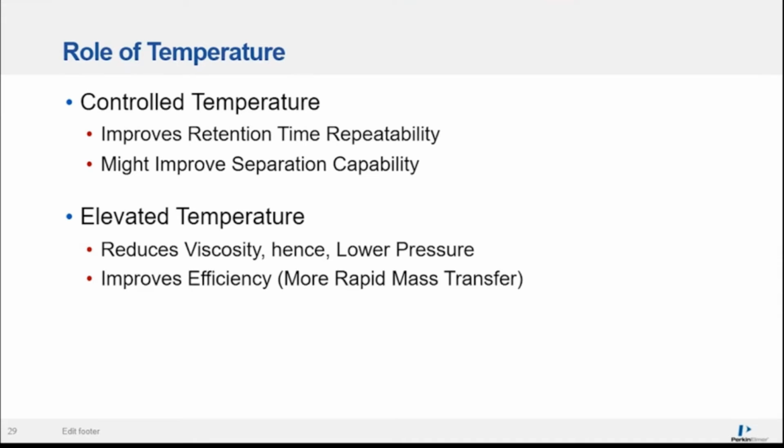Certainly, if you put your column in an oven and run at higher temperatures, you will reduce the viscosity of the mobile phase, which of course then lowers the pressure in your system. Additionally, you will improve the efficiency. You will get a more rapid mass transfer, maybe get a little less peak tailing, for example. But let's return back to our definitions.